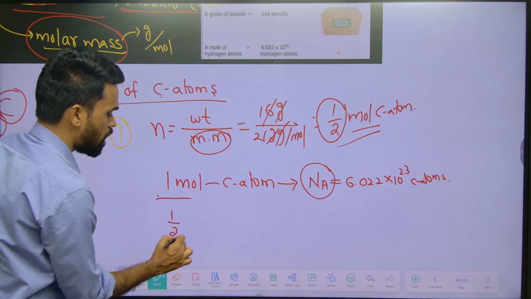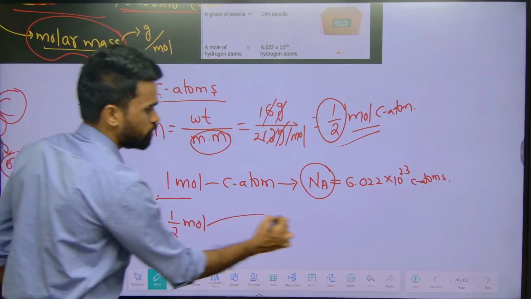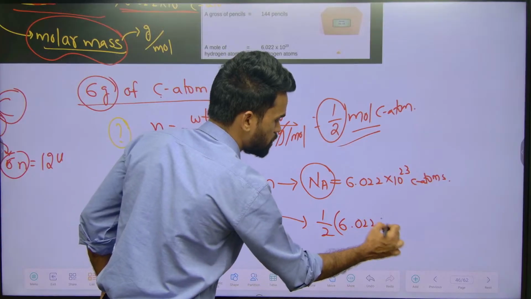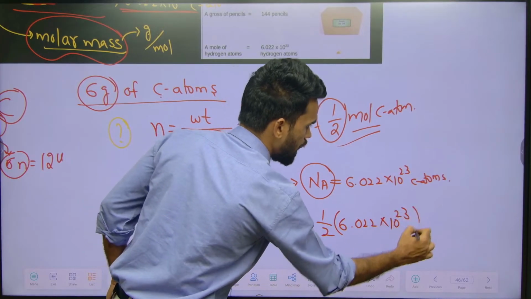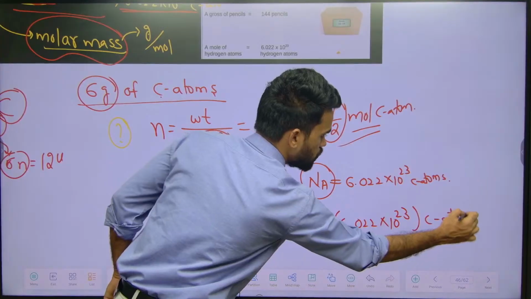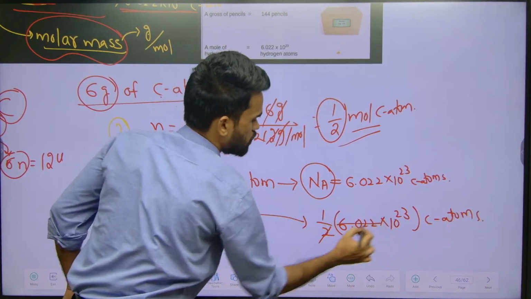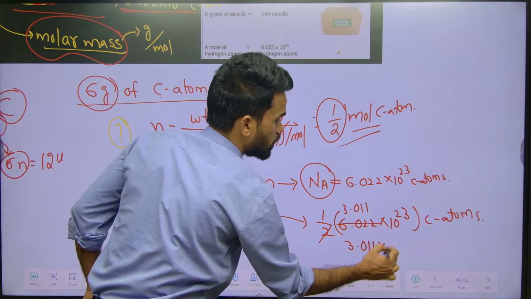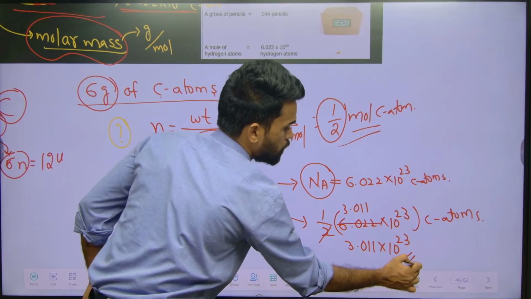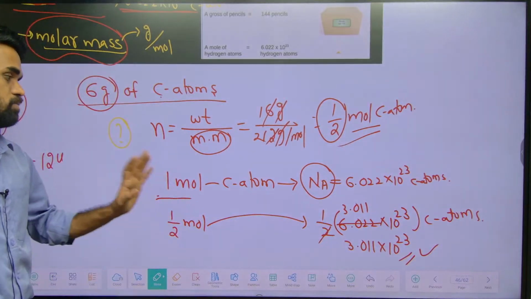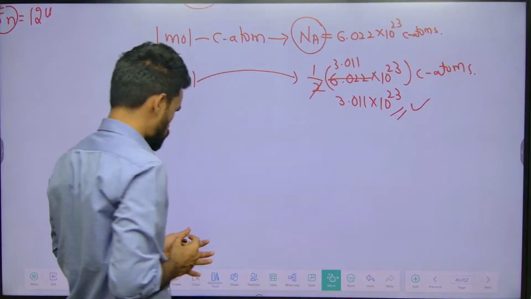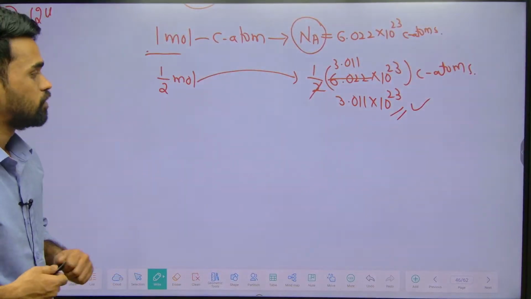Our answer is half mole only. So half mole means what? Half of that Avogadro number of particles will be there. Like this you need to calculate the atoms. So 6 by 2, 3.011. So 3.011 into 10 power 23 carbon atoms will be there in the given substance. Okay, now let us move forward with a few more questions and proper understanding again with more clarity.